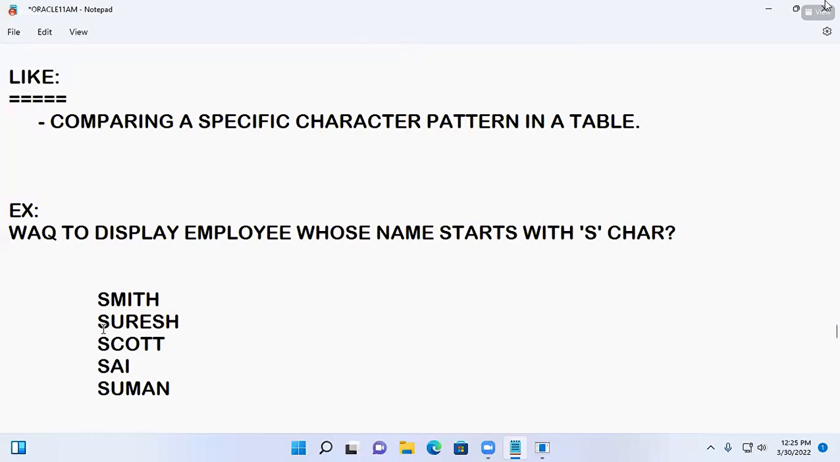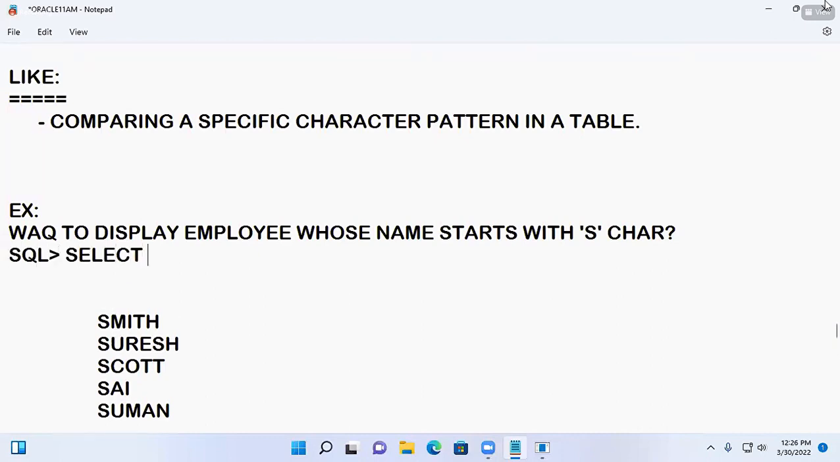So in that situation, if you want to fetch, pull, or retrieve the data by character patterns, we can use the like operator. So how am I going to write it here? My query will be like this: select star from EMP where ename like 'S'.